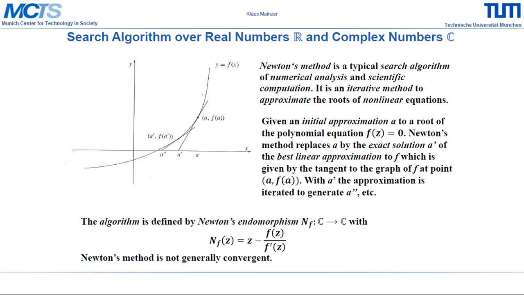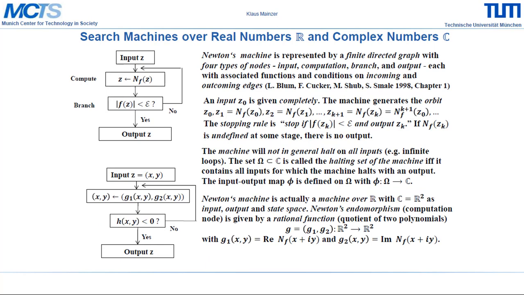For example, here in the figure, A is the initial approximation to a root of a polynomial equation. Newton's method replaces A here by the exact solution A1. And these steps are generated here algebraically by a kind of endomorphism, which is given here. Now, these procedures can be interpreted by machines. That was a suggestion given by Weyl and his research group.